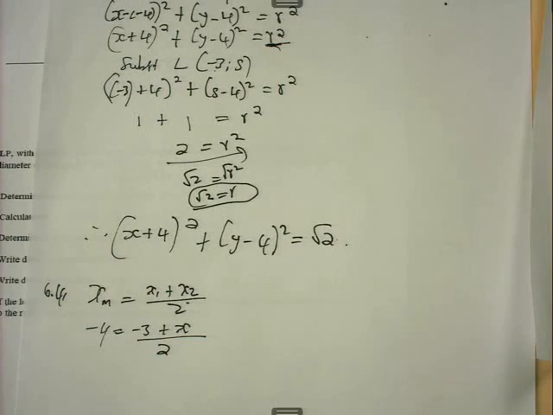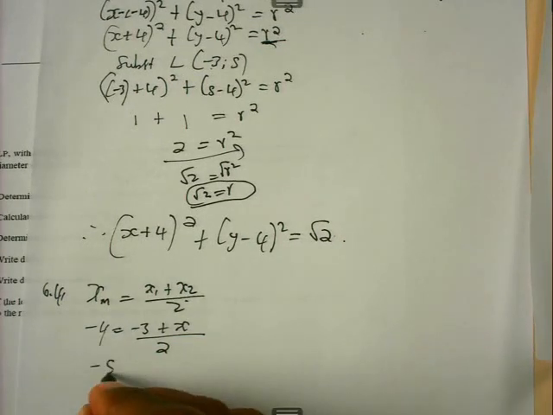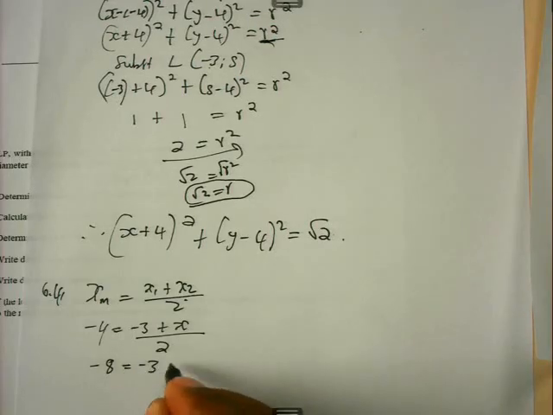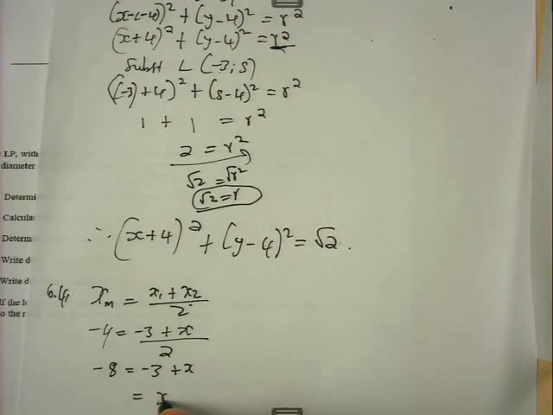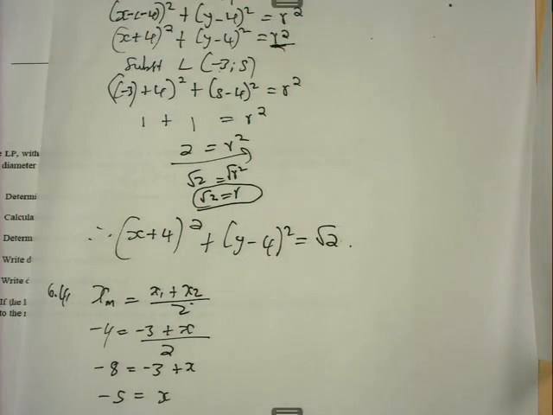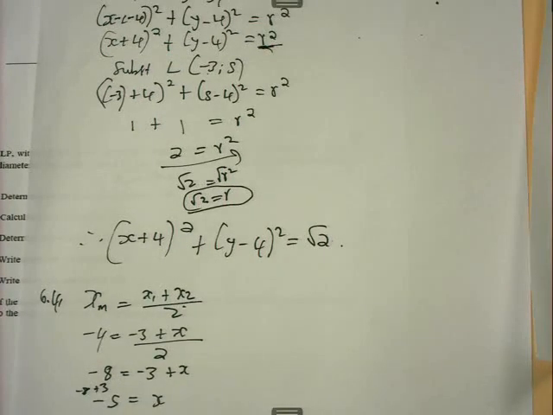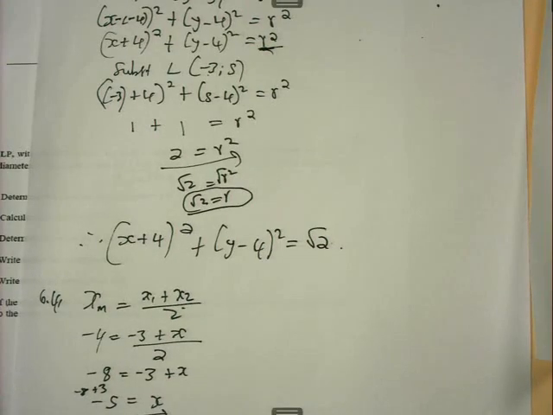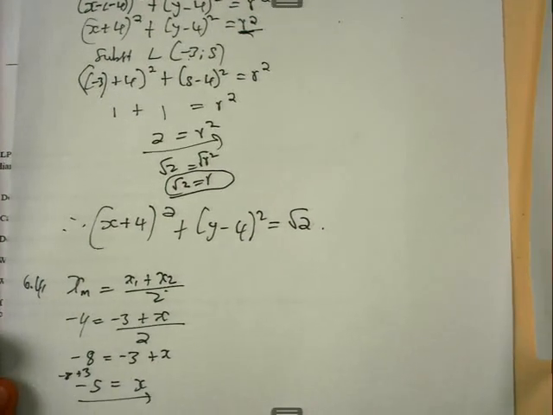And then from here, we do a cross multiplication. 2 times -4 is -8, which is equal to -3 plus x. And therefore, x now is equal to -5. Why -5? That will be -8 plus 3. When we add them, we get the answer, which is -5. Right, now we have the x value.